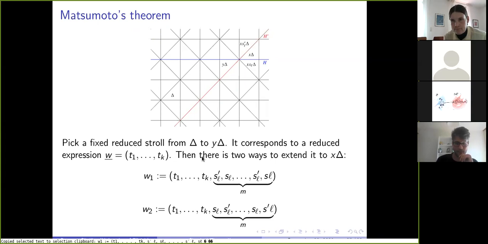But so this is really nice, right? But there are reduced strolls which don't go through y delta. Yeah, sure. But you're right on that. There are reduced strolls which don't go through y delta. But we will just pick one that goes through y delta, because it's enough to show there's a way of getting from x1 to x2 by braid relations. And it doesn't matter if there are other expressions that you cannot get through, I guess. But doesn't Matsumoto's theorem, you need to take two arbitrary reduced strolls and show that the two arbitrary reduced strolls are related by a braid relation?